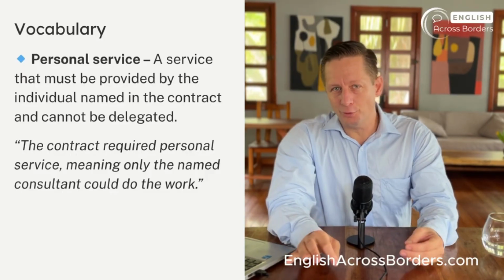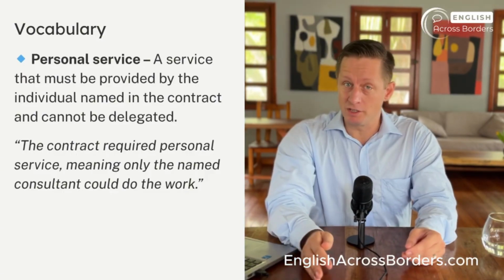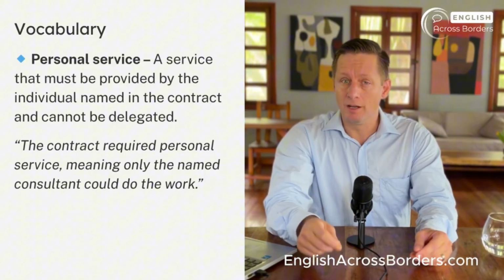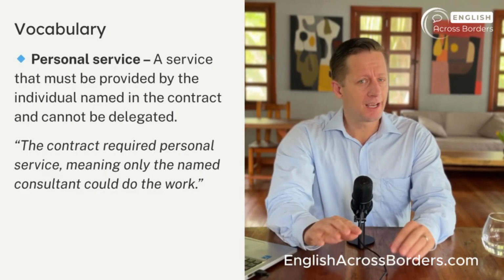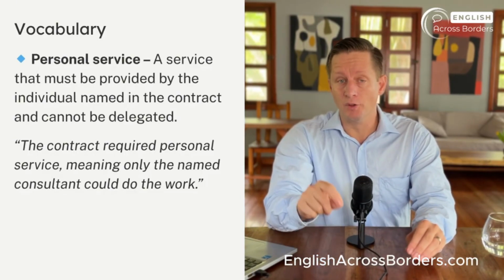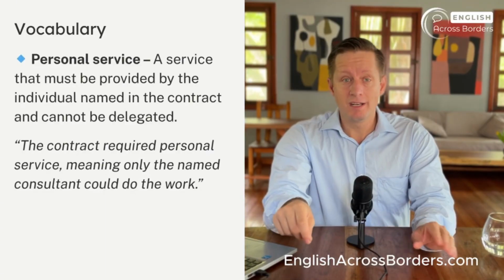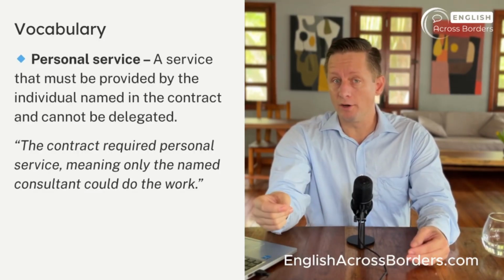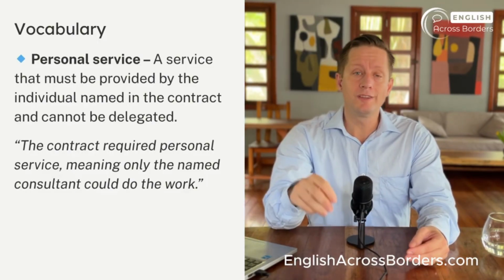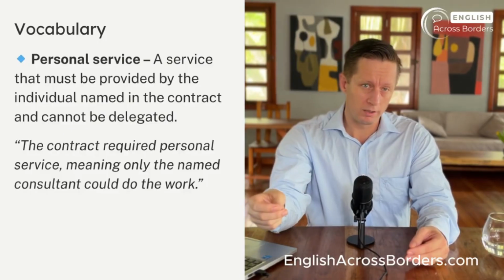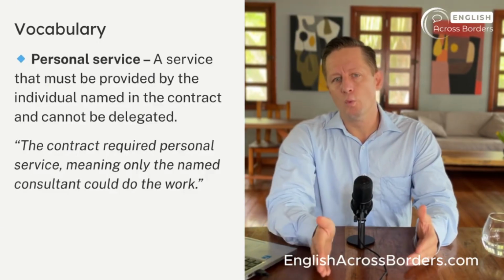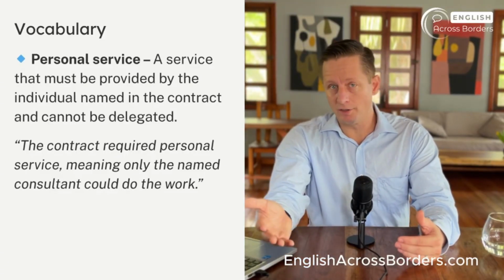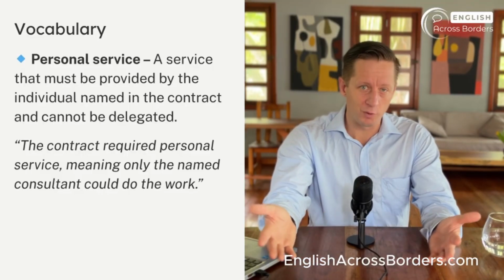And now let's close with the third key element of employment relationships: personal service. This term means the work has to be done by the specific person hired. It cannot be handed off to someone else. So the service is tied to the individual, not just the result. In legal English, we might say the contract required personal service, meaning only the named consultant could do the work. This is especially important when the job depends on personal skills or trust. For example, hiring a lawyer, a private chef, or a software developer.